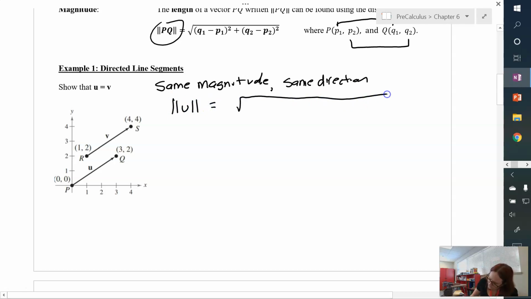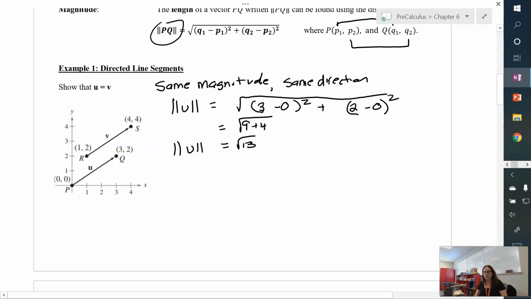I'm doing that double bar to indicate I'm doing magnitude. Put in a big square root. And let's do the Q1 minus P1. So I'm going to do 3 minus 0, and that's squared. And then the other one is going to be 2 minus 0 squared. So that's going to be the square root of 3 squared is 9, plus 2 squared is 4. I'm going to get the square root of 13. That's our magnitude of vector u.